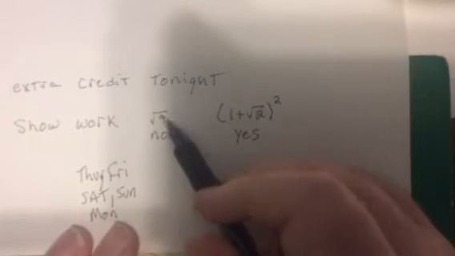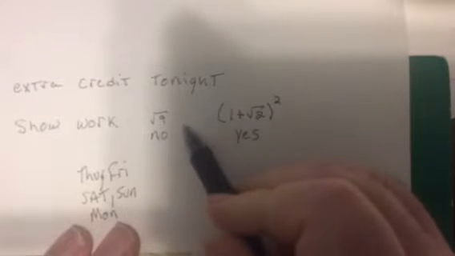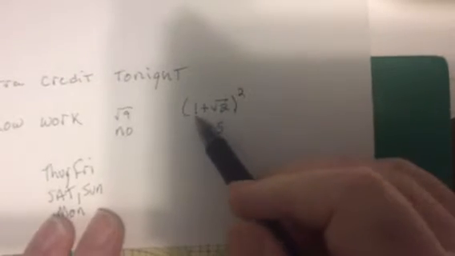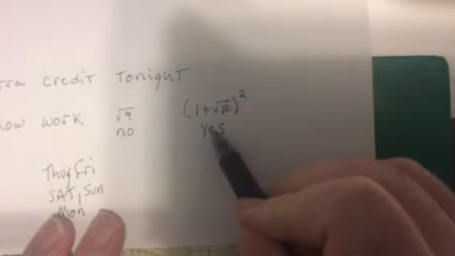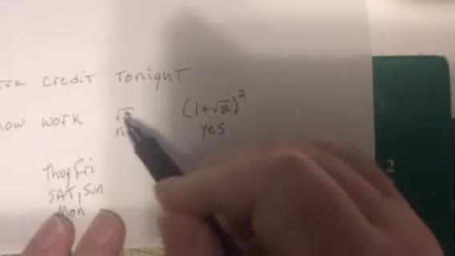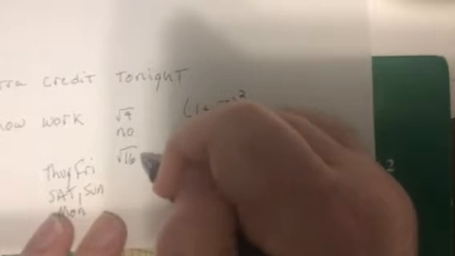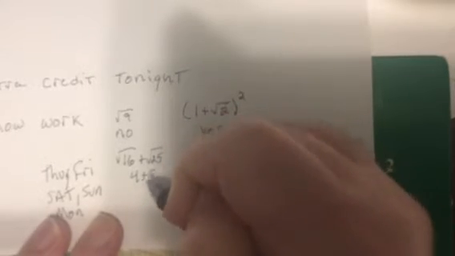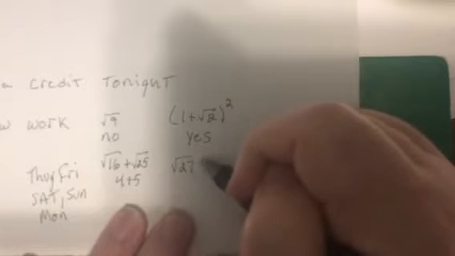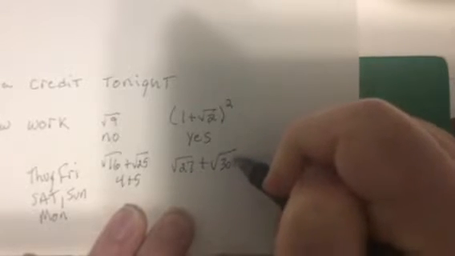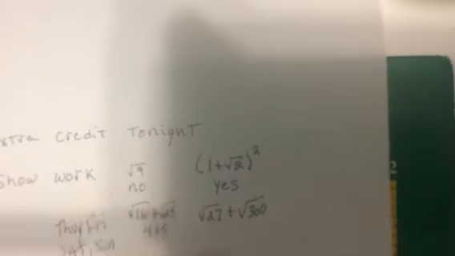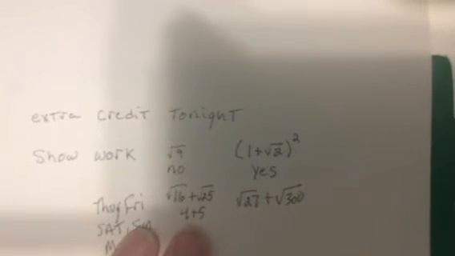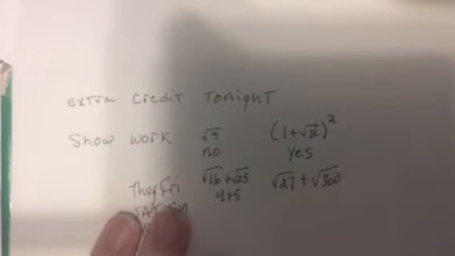So if the problem is square root of 9, you don't need to show work. That's 3. Okay, I understand that. But 1 plus square root of 2, squared, yes, you have to show work. A one-step problem I don't expect. So like square root of 16 plus square root of 25, I wish you'd show a little work, but I can let that go. But square root of 27 plus square root of 300 must show work. I know some of you like to just put answers down, but you gotta show work.